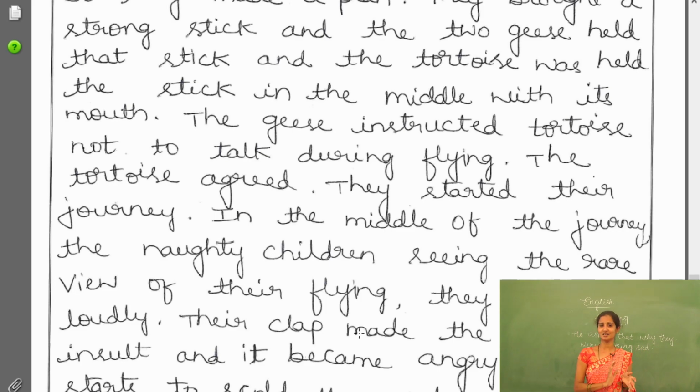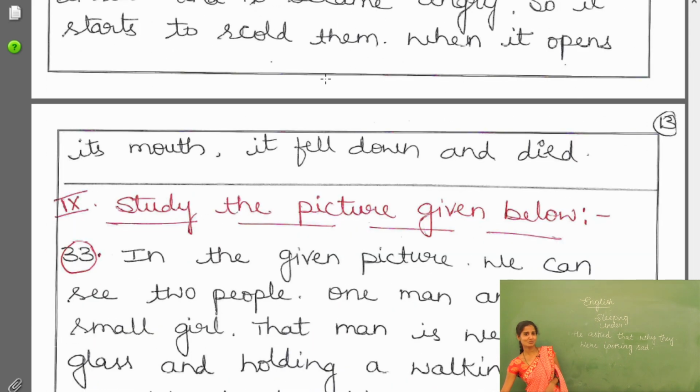Children saw that, a very rare picture it is, right? They saw that rare picture and they started to shout. And the tortoise became very angry. It opened its mouth to scold those children, and it fell down and it died. Is that clear? This is what the story is.